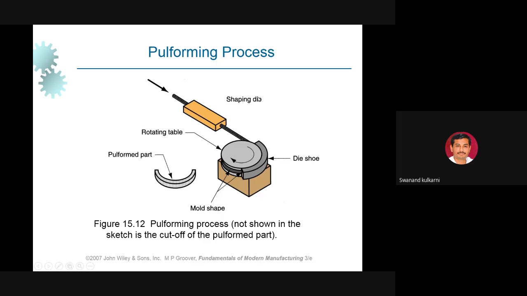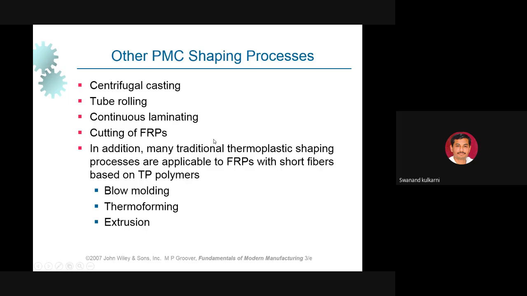So this particular part is passed through this die. This is the mold shape, and this section is passed through the shaping die. Then the die shoe portion is present here, and the pulp-formed part is present here. So the pulp forming process is shown like this. This happens continuously in order to give the output in a particular form.